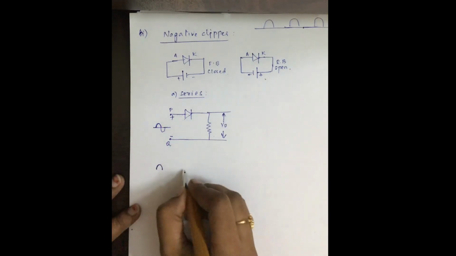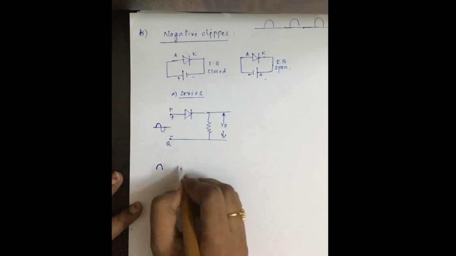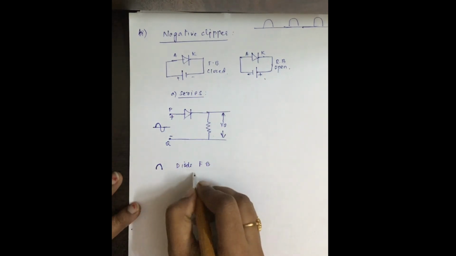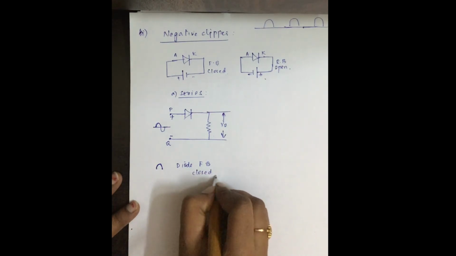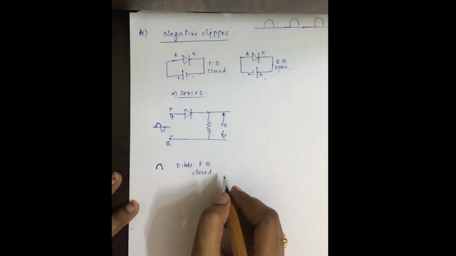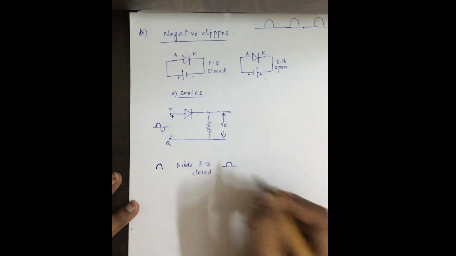to the given input. So here the positive half cycle is given, the diode is forward biased, which means the diode is acting as a closed switch, so the entire current flows through the diode and then to the resistor and you are getting the entire output.